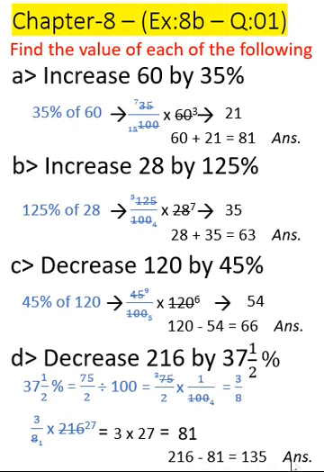This is the answer, that is decrease of 81 from 216, or we say decrease of 37 whole 1 upon 2% from 216.